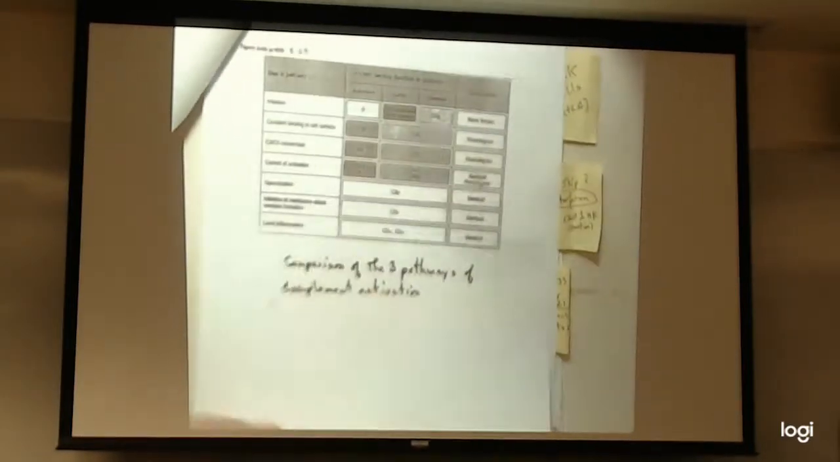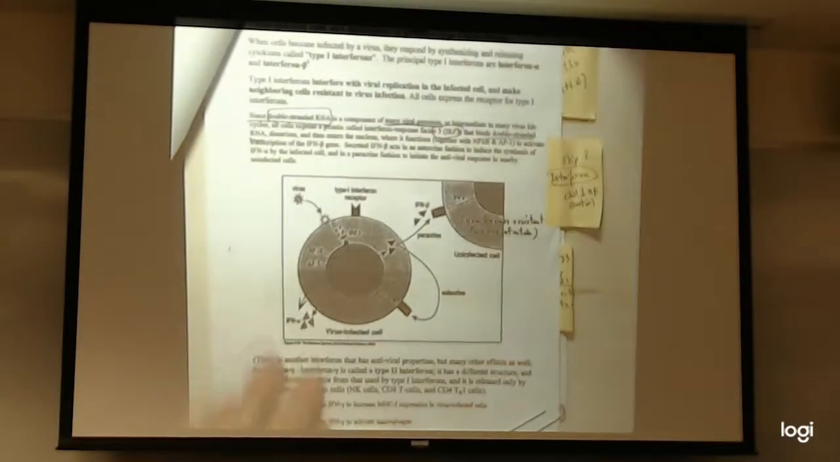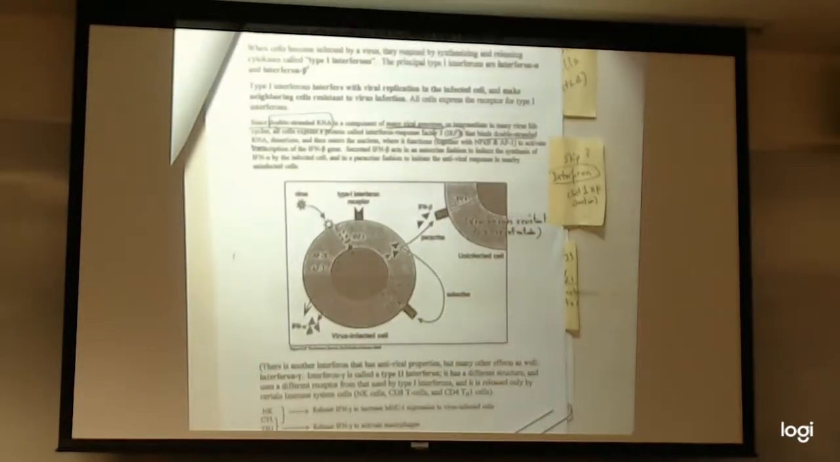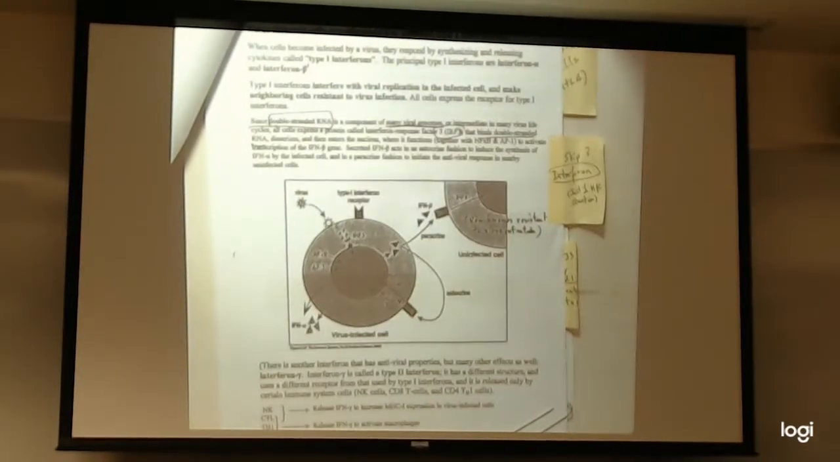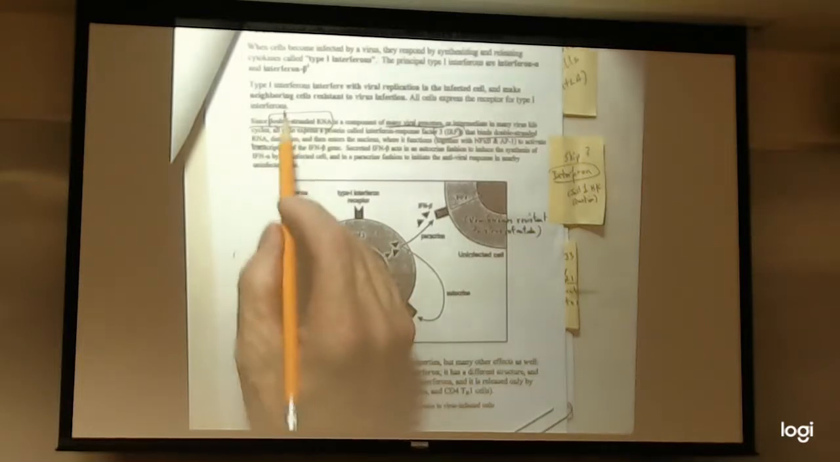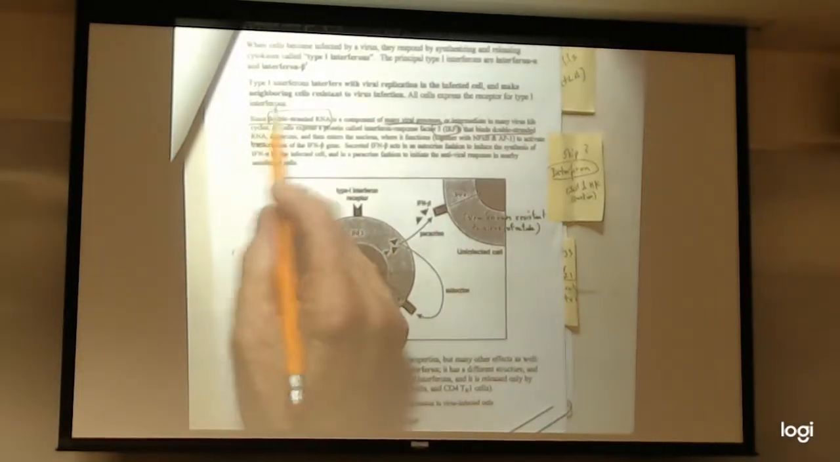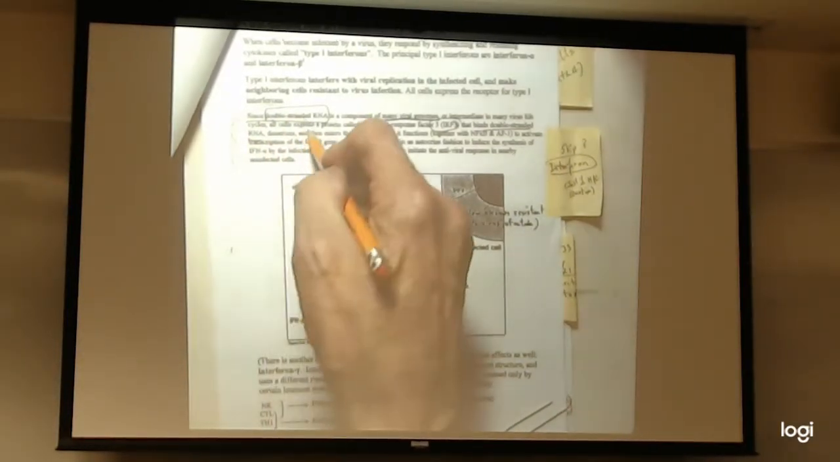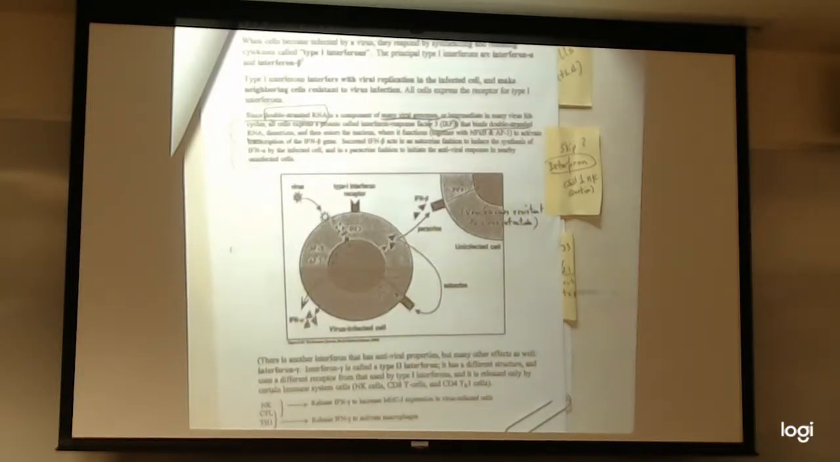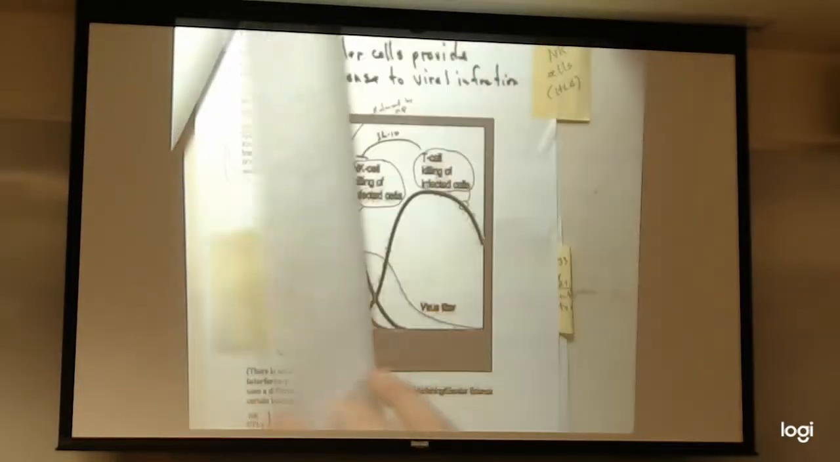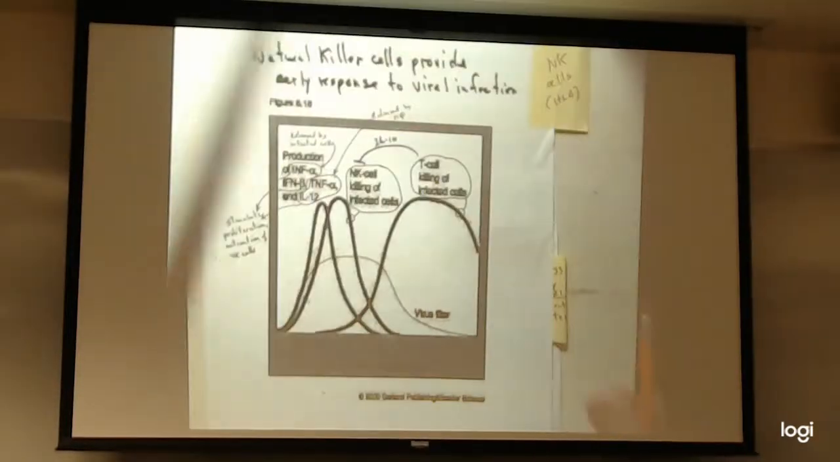Don't worry about the comparisons. And then comes a bunch of stuff on interferon. And I said the big thing here, I told you to know this, okay? Double-stranded RNA is what turns on the expression of interferons in the infected cell. Just know that. Okay.